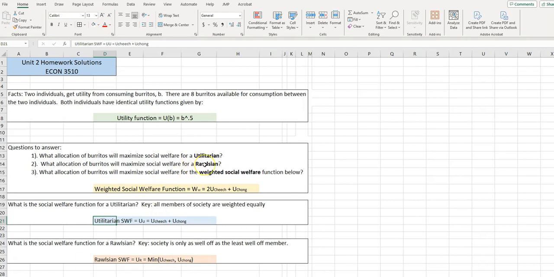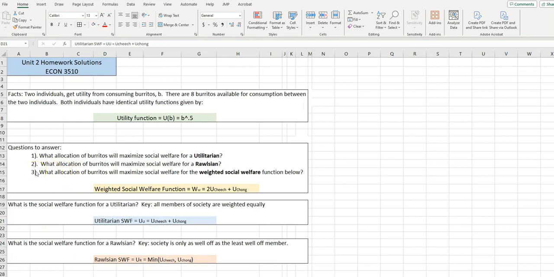If we are a Rawlsian, the second question asks us to look at social welfare for a Rawlsian. A Rawlsian believes that society is only as well off as the least well off member. In other words, society is no better off if the rich keep getting richer, if the poor don't also get richer. So this implies that we should only look at the smaller of the two individual utilities. That means we should look at a min type of function. So we're going to look at the smaller of the two utilities given by the utility of Cheech and the utility of Chong. We're just going to figure out which one of those two is smaller, and then that becomes society's well-being.